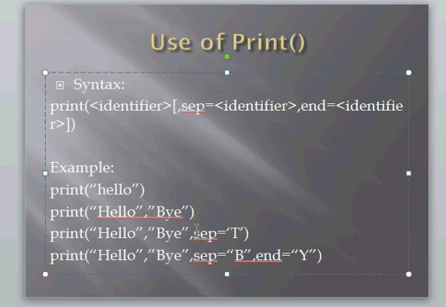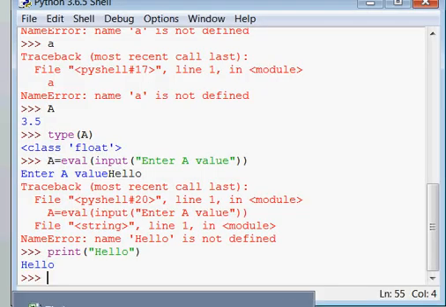One is the hello message alone, second is hello bye, third is hello bye with the sep argument, and fourth is with the sep argument as well as the end argument. So we will see their work in this.